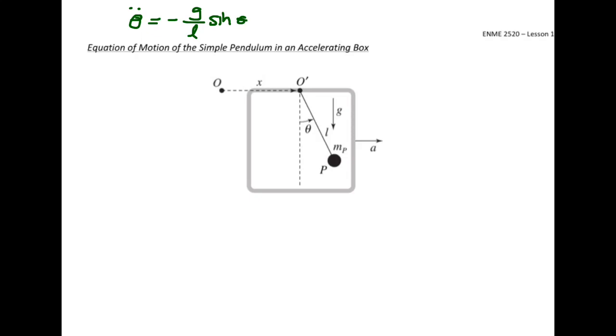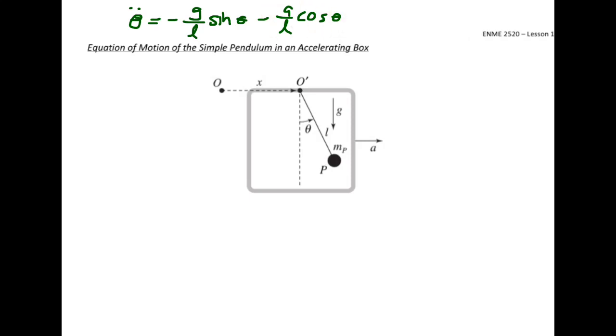And then there's another term, minus a over L cosine theta, which accounted for the fact that the box in which the pendulum is in is actually accelerating. It's not an inertial reference frame. If you get your fuzzy dice hanging from your mirror in your car, when you accelerate, it tips back towards you, and that's the reason. It's because of this term on the right-hand side.